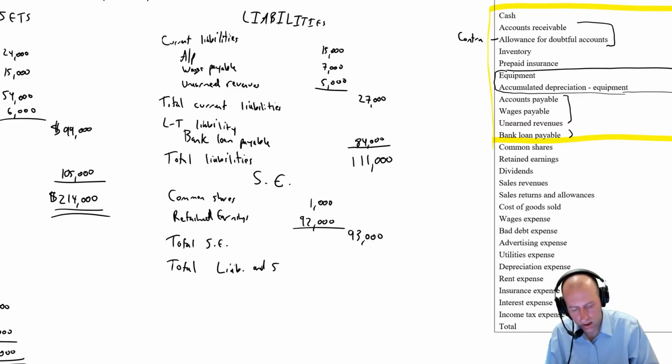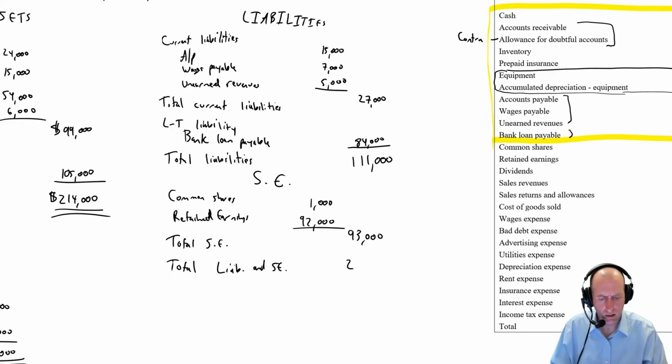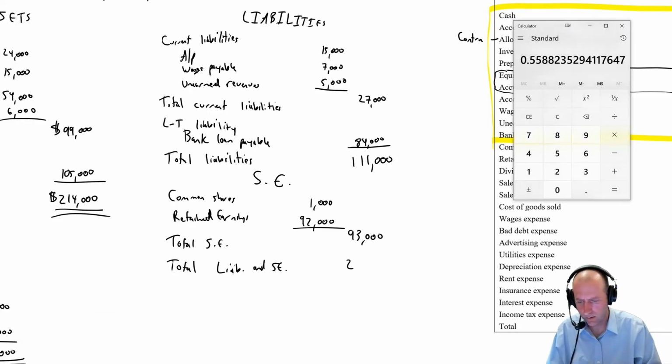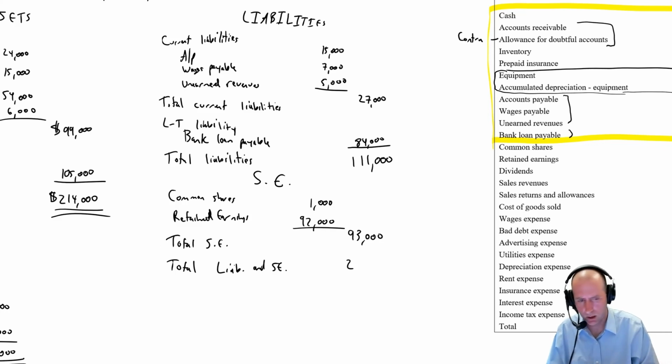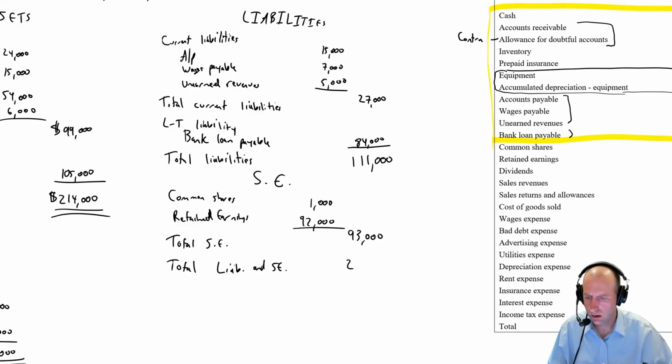liabilities and shareholders' equity, 111 plus 93. It equals 200. Wow, is that right? 111 plus 93. I feel like it's right, but maybe not. I'm having second thoughts here. 111 plus 93. I think I'm off. 111 plus 93, 204. I'm off by 10 grand. Why am I off by 10 grand? Yeah, I'm not sure why.